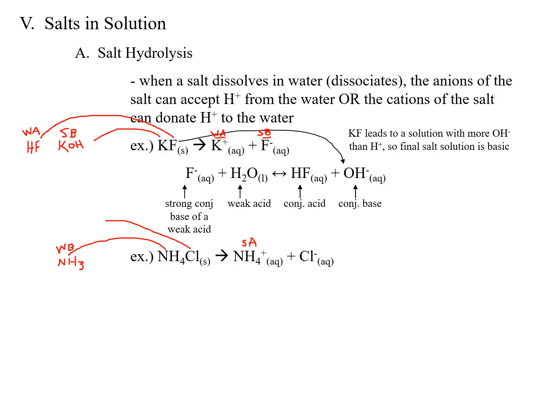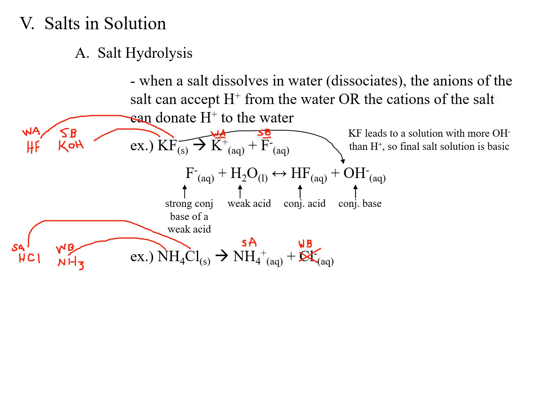Now the Cl must have come from HCl. And of course we know HCl is a strong acid, really strong acid. And that means that Cl negative must be a really weak base. And so we don't care about it. It doesn't do anything. It is truly a spectator ion. It does nothing. But the NH4 positive is a relatively strong acid.